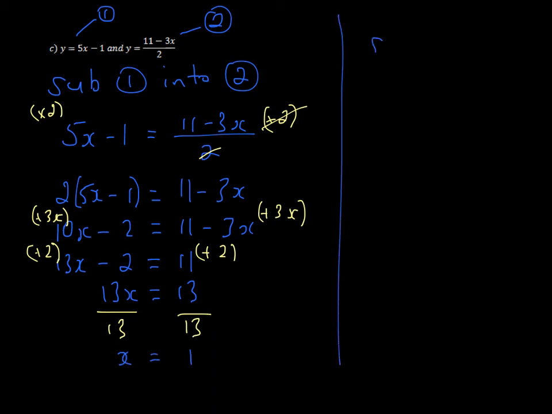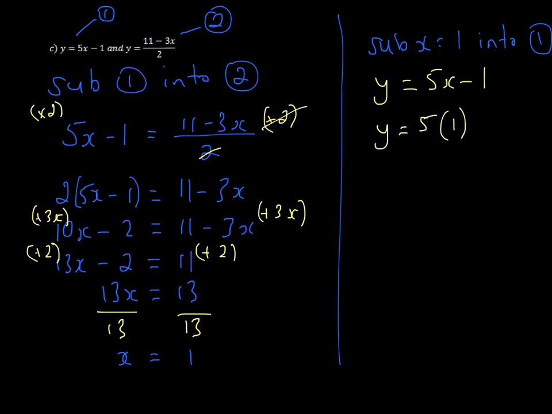Now I'm going to sub x equals 1 into equation 1. Equation 1 is y equals 5x minus 1. So there we have y equals 5 times 1 minus 1. So then y equals 5 minus 1, y equals 4. So our point of intersection is 1, 4 for these equations.